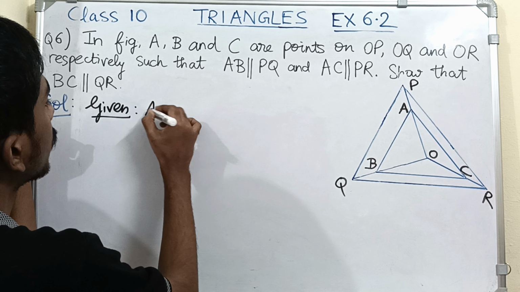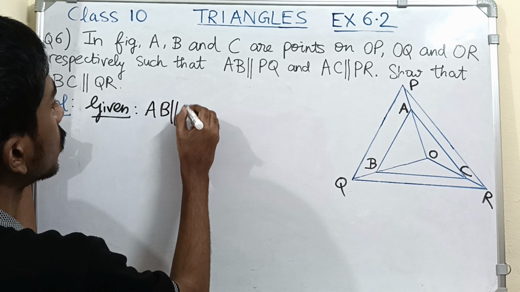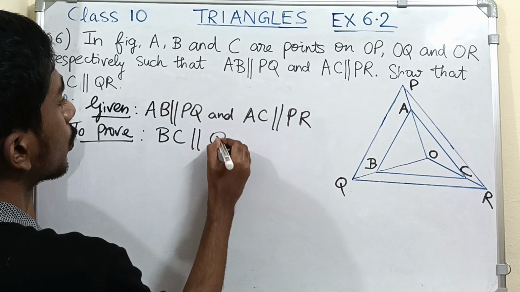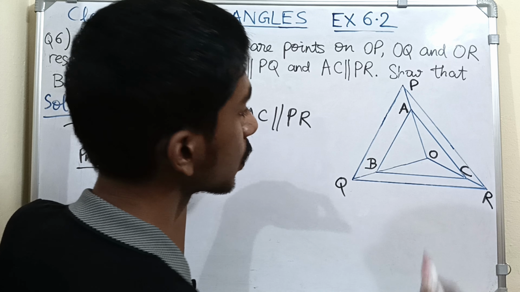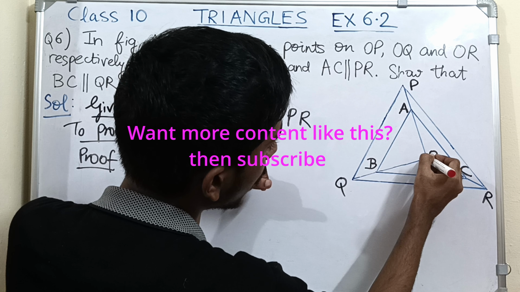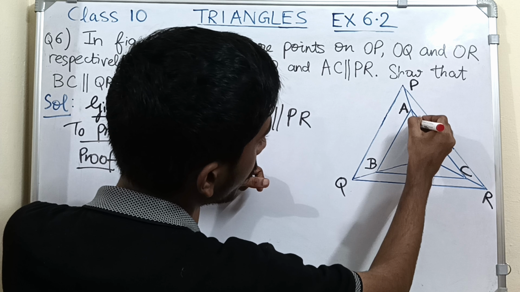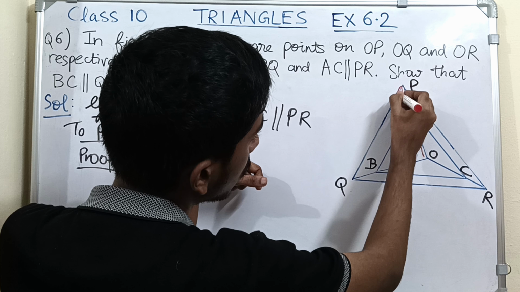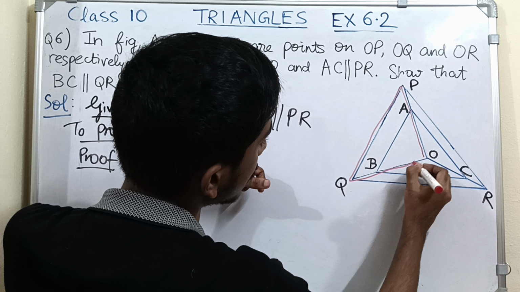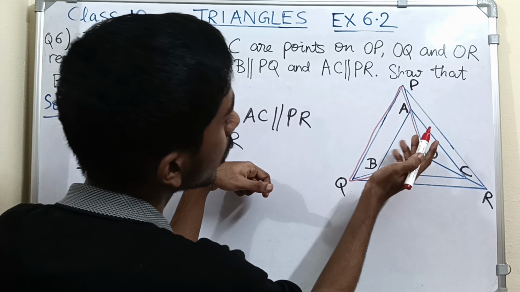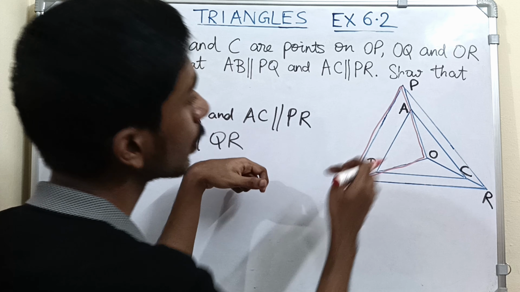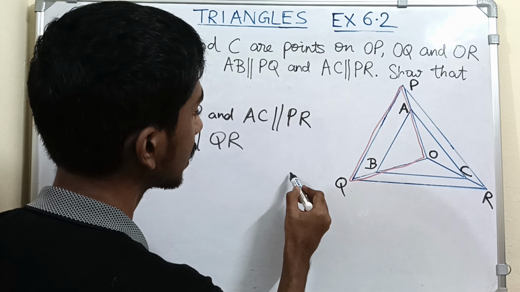First we will write the given information. AB is parallel to PQ. What we have to prove? We have to prove that BC is parallel to QR. We will apply basic proportionality theorem in this triangle OPQ first. This is triangle OPQ. In this triangle, AB is parallel to PQ.